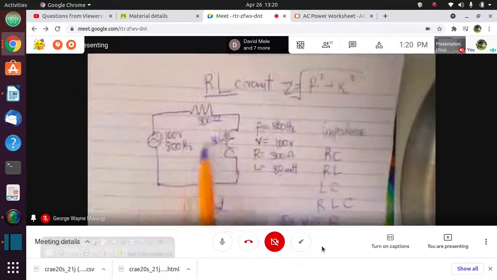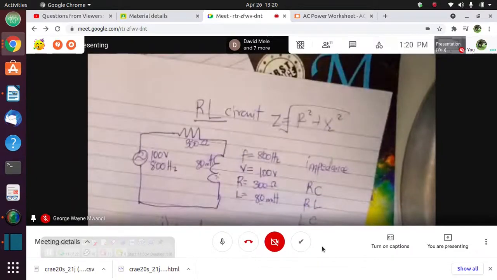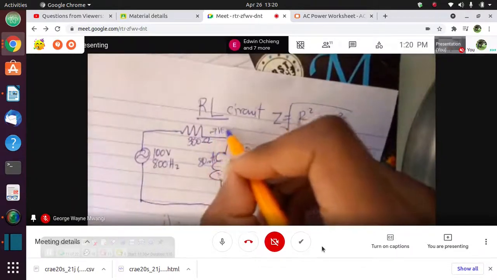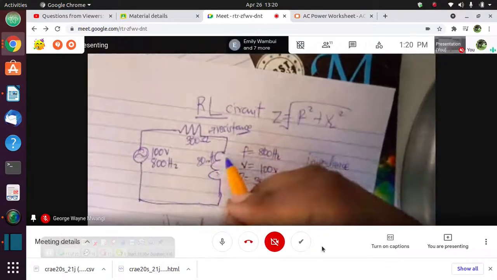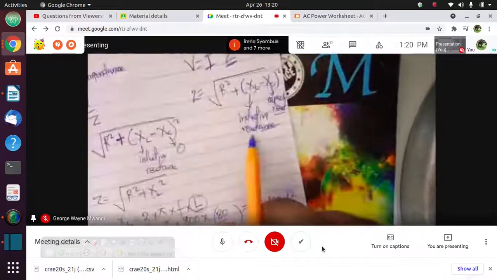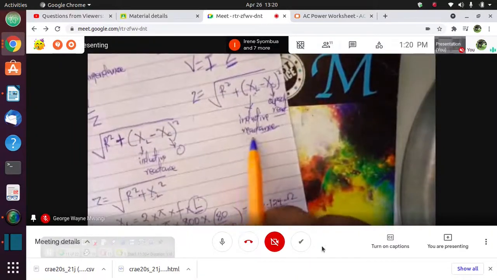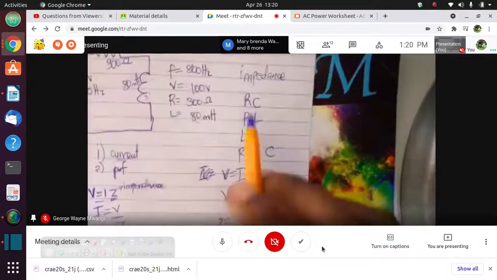Remember, a resistor, how does it oppose the flow of current in a circuit? It does that by resistance. A resistor has resistance, but when you introduce a capacitor and an inductor, we don't call that resistance. We call it reactance. Now the combined effect of reactance, whether it is inductive or capacitive, and resistance gives you impedance.